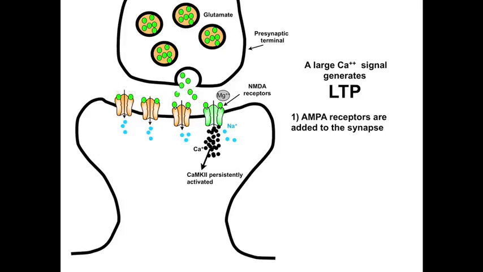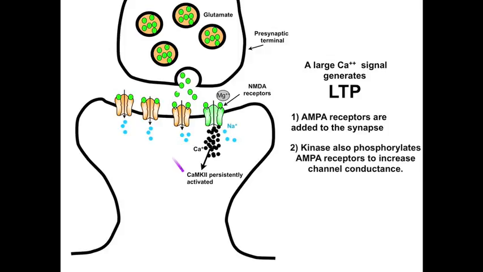But the activated CaM kinase 2 has a second effect. It directly phosphorylates the AMPA receptors at the synapse. The phosphorylation increases the channel conductance. That is, it allows more current to flow through the channels when the channel opens. Thus, the total effect of the CaM kinase 2 activation is both to insert more AMPA receptors into the synapse and to increase the amount of positive charges that can flow through each AMPA channel due to the phosphorylation of each of the receptors.